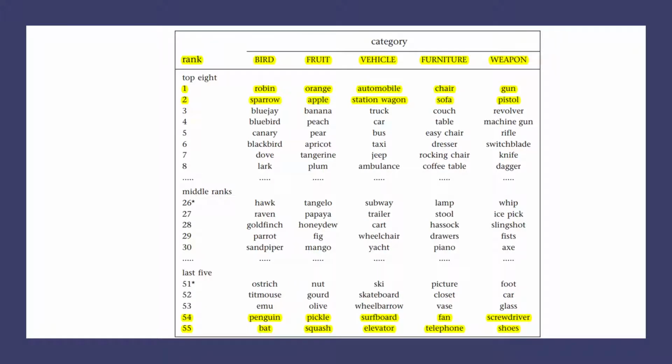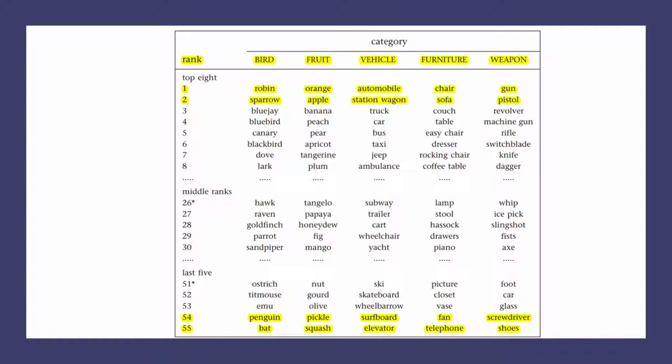And here are the results. So, for bird, most participants ranked robin as the first, or one of the first most representative members of this category, together with sparrow. Of course, this can vary in other populations, but in the group study that she worked with, these were the most highly ranked members of this category.